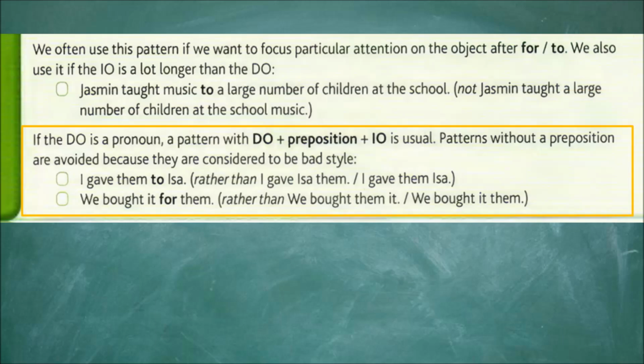If the direct object is a pronoun, a pattern with direct object plus preposition plus indirect object is usual. Patterns without a preposition are avoided because they are considered to be bad style. I gave them to Nisa, rather than, I gave Nisa them, or, I gave them Nisa. We bought it for them, rather than, we bought them it, or, we bought it them.